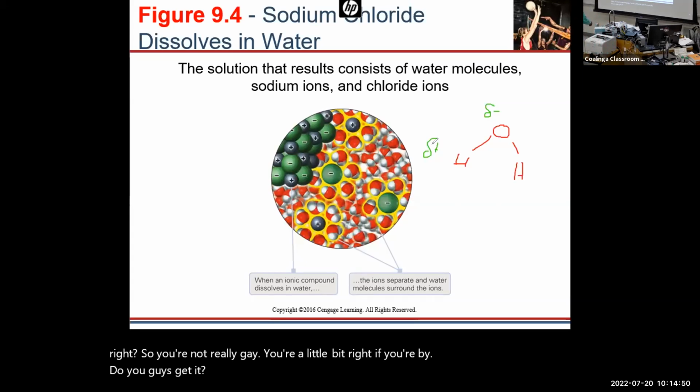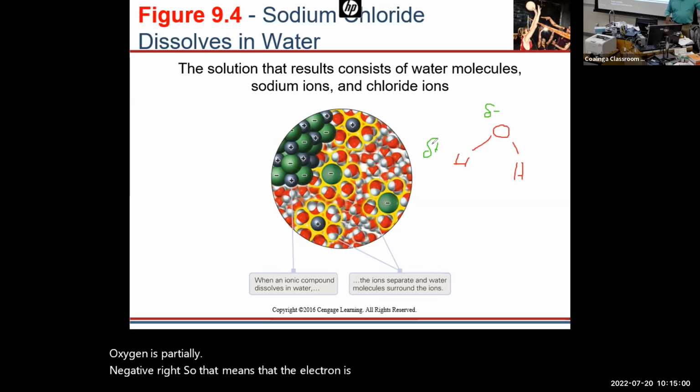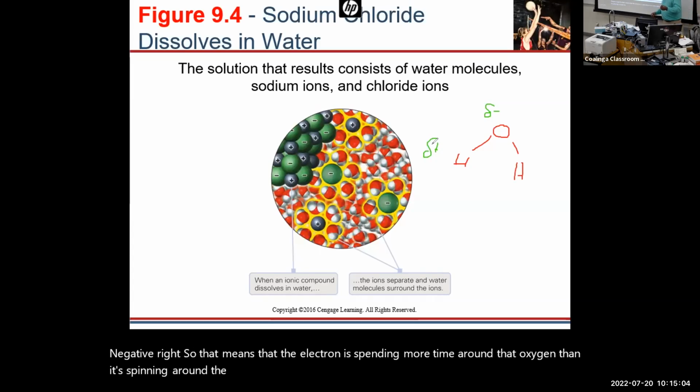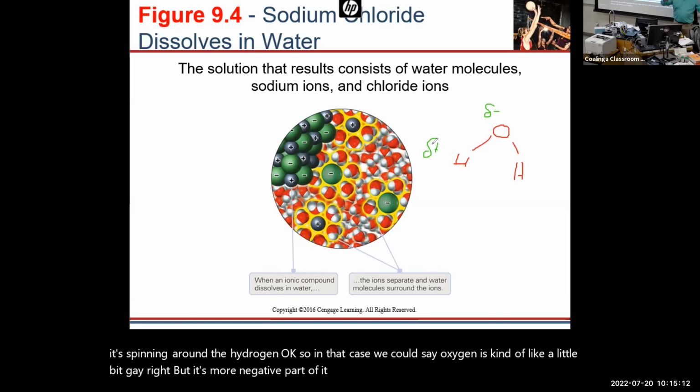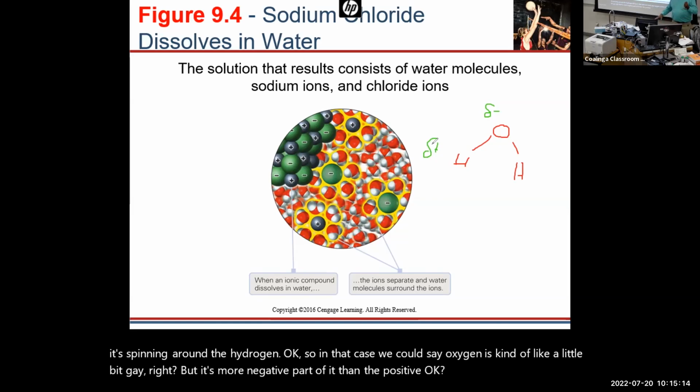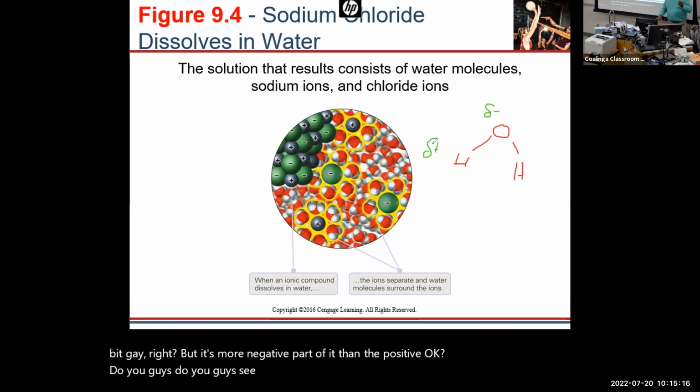So when we talk about this, oxygen is partially negative, right? So that means that the electron is spending more time around that oxygen than it's spending around the hydrogen, okay? So in that case, we could say oxygen is kind of like a little bit gay, right? But it's more the negative part of it than the positive, okay? Do you guys see the similarity? Yeah. Okay, I know it's a stretch, but okay.